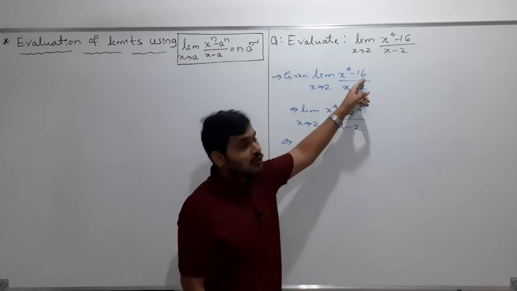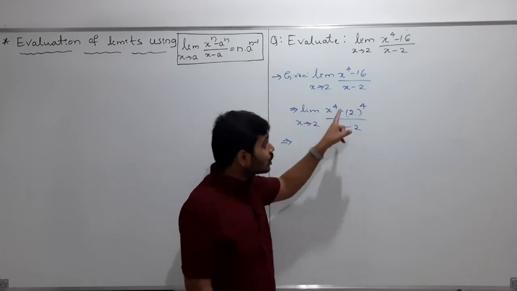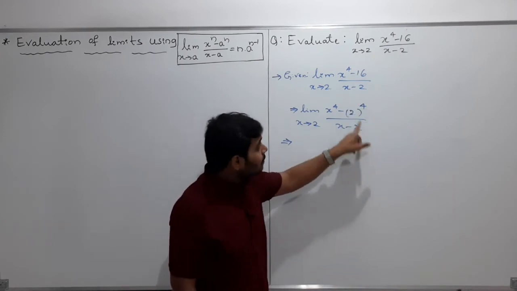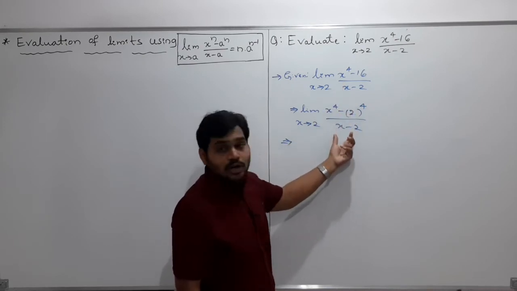But I am writing 2 to the power 4 only. Instead of this I can write 4 whole square also. But why am I writing particularly 2 to the power 4? I am writing particularly 2 to the power 4 because the numerator and denominator should be the same.